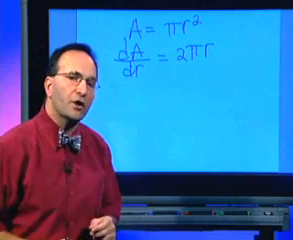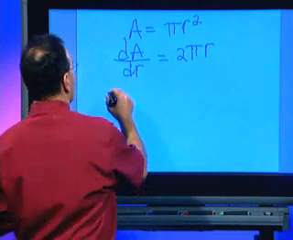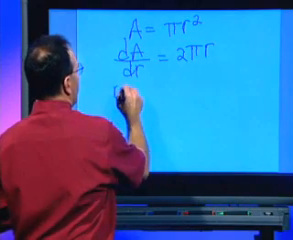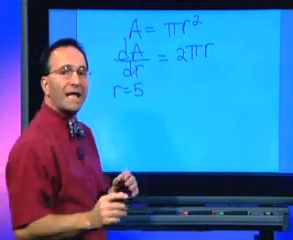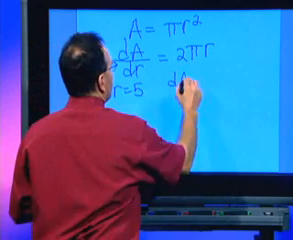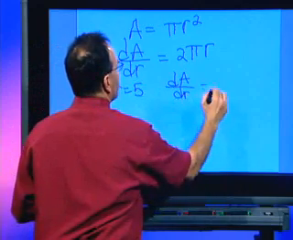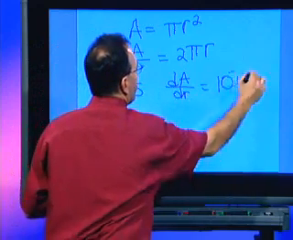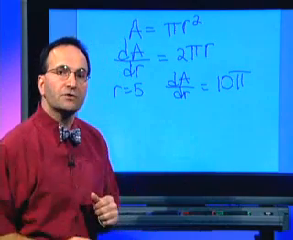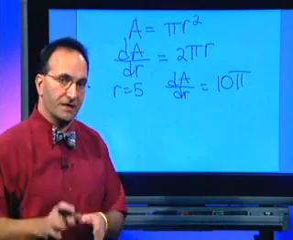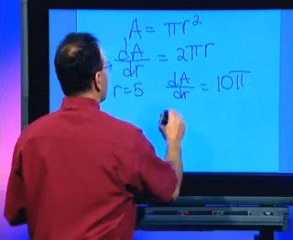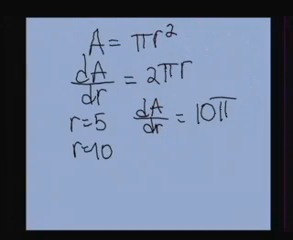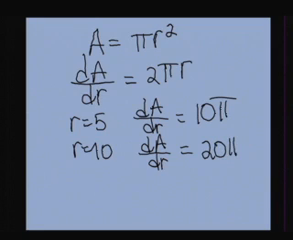In particular, we're interested when r is equal to 5. Then we will get that the derivative is equal to 10 pi. And we're also interested in when the radius is 10. So the derivative with respect to r will be 20 pi.